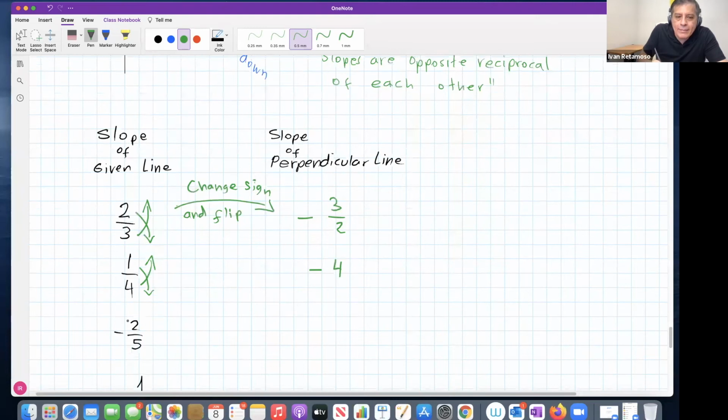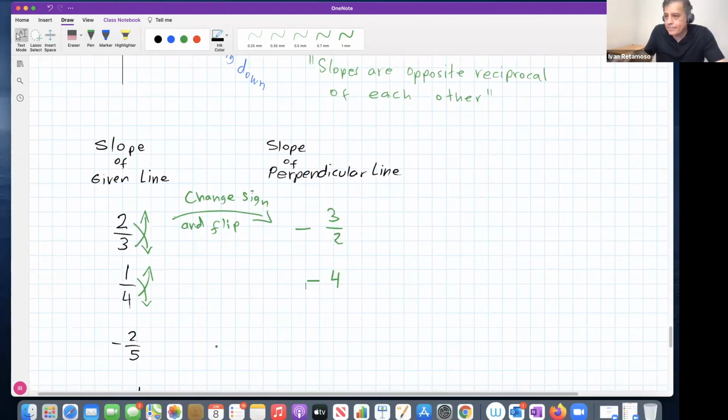Let's continue. What if the given slope is negative 2 over 5? What should be the slope of the perpendicular line? Give it a shot, guys. Jack, excellent, 5/2. Two things you must do to the given slope. You have to flip it, 5/2, and you have to change the sign. This is negative, so this will be positive. You will have to write a positive sign when that quantity is positive. So it's 5/2. Excellent.